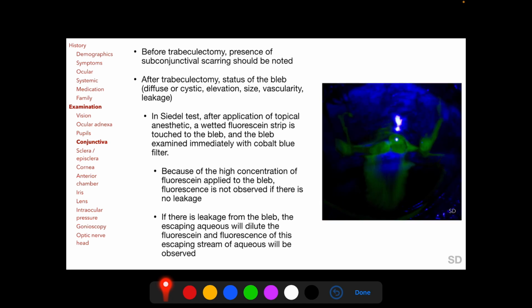Leakage from the bleb can be detected with the Seidel test, in which after application of topical anesthetic, a wetted sterile fluorescein strip is touched directly to the bleb and the bleb examined immediately with cobalt blue filter. Because of the high concentration of fluorescein applied to the bleb directly with the wetted sterile fluorescein strip, fluorescence is not observed if there is no leakage. But if there is leakage from the bleb, the escaping aqueous will dilute the fluorescein, and fluorescence of this escaping stream of aqueous will be observed. This photograph shows Seidel's test detecting leakage of aqueous from the wound after cataract surgery.